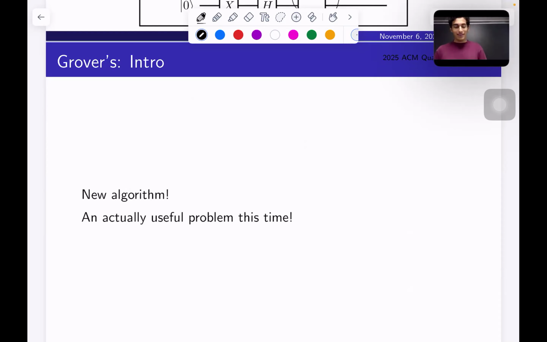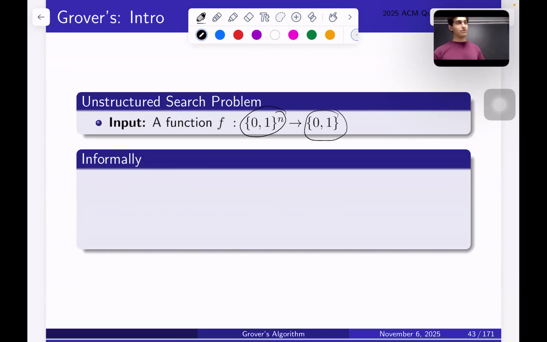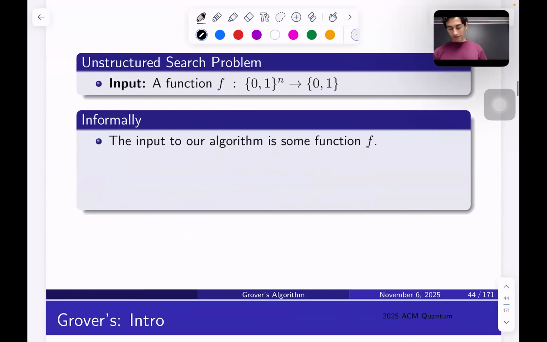The problem that Grover tries to solve is an unstructured search problem. Just like Deutsch-Jozsa, we have a function as our input, and it takes n-bit strings and maps them to single bits. So f takes n bits and outputs 1 bit, same example: if n equals 7, you take some 7-bit string and you output 1 bit.